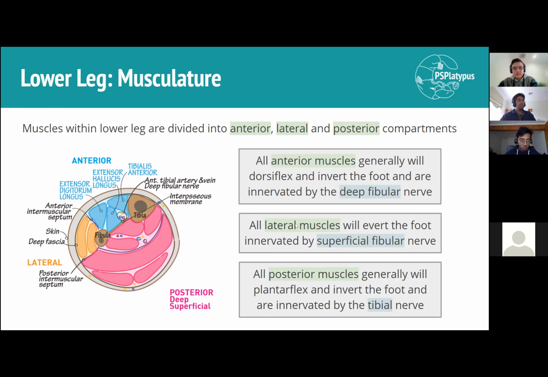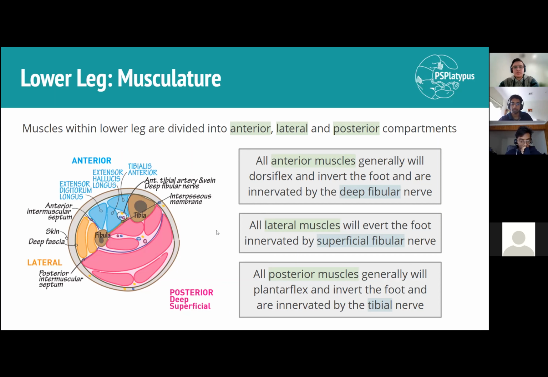The lateral muscles, on the lateral aspect, generally evert the foot. If you think about something on the lateral aspect of your lower limb, or the distal aspect of your lower limb, and it's contracting, it's going to cause your foot to shift outwards, and that's called eversion. Most of these muscles will do eversion, and there are only really two that are important.